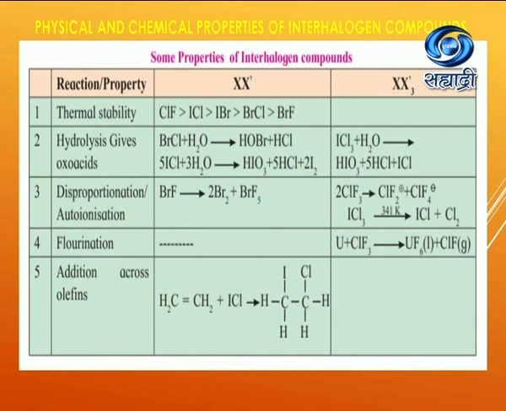Then the next property is disproportionation or autoionization. So bromine monofluoride disproportionates giving bromine and bromine pentafluoride. Likewise, fluorination and addition across the olefins, that is the double bond. Similarly, some of the reactions of XX'3 type of halogens are also given.